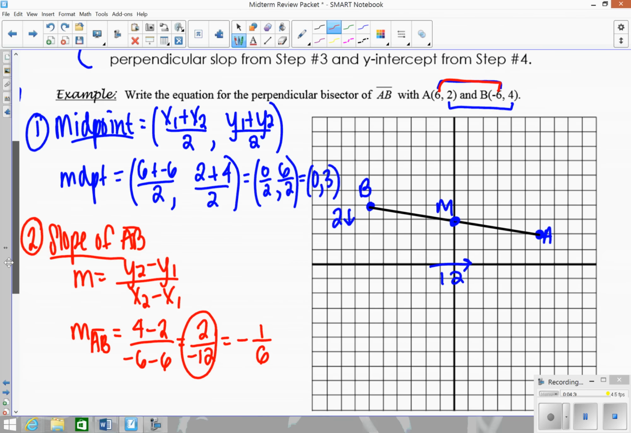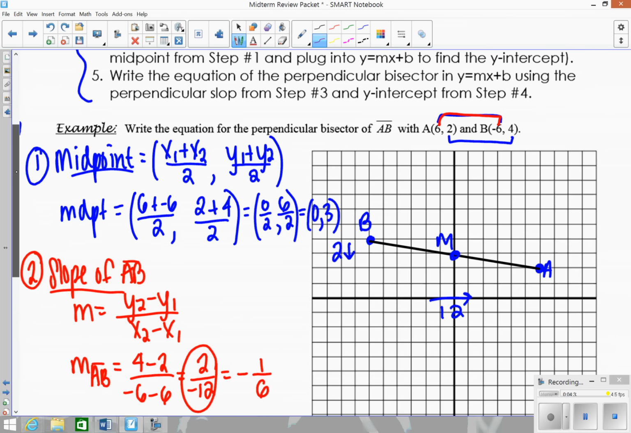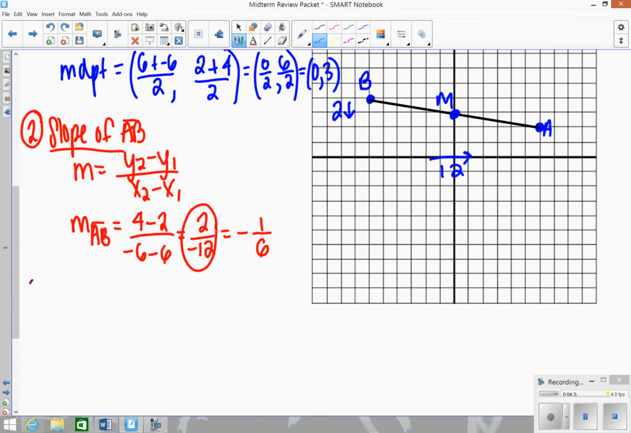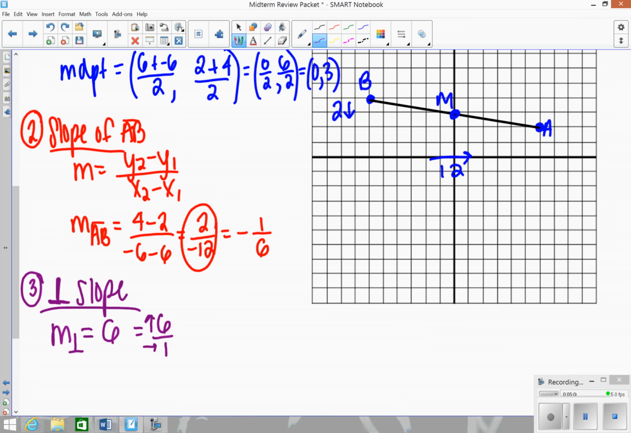So then the next step, if we go back up here, step number 3, find the perpendicular slope. The perpendicular slope means to take the slope I just found in step 2 and flip and negate it. So the perpendicular slope, notice my subscript now I put the perpendicular, so I know I'm finding the perpendicular slope. Flip 1 over 6, so it becomes 6 over 1. Negate it, it becomes positive. So you can also write this as 6 over 1. So if you were looking on the graph, it would be up 6, right 1.